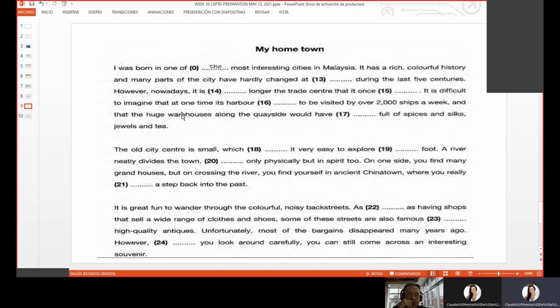Teacher, can you tell me please the question number? Like, it is no longer trade. Was. Necessary. Have been, okay. Number 18. Yeah, we're doing number 18. The city center is small, which.